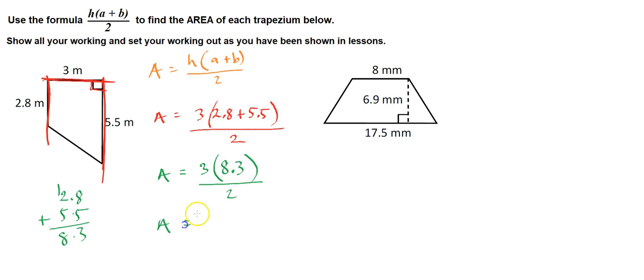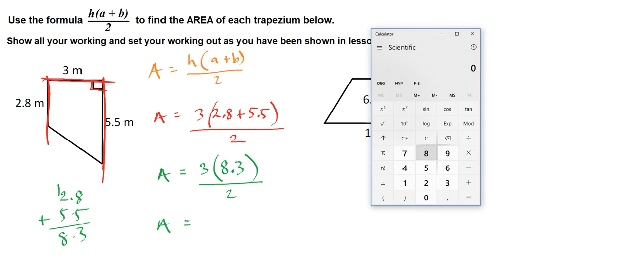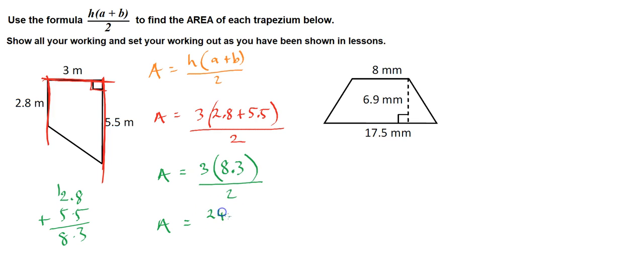Let's use our calculator now. So we're looking at 8.3 times 3. What does that equal? That's 24.9. So 24.9, and that gets divided by 2.